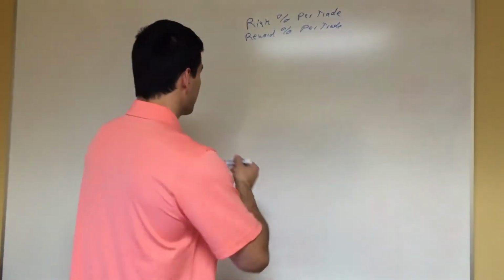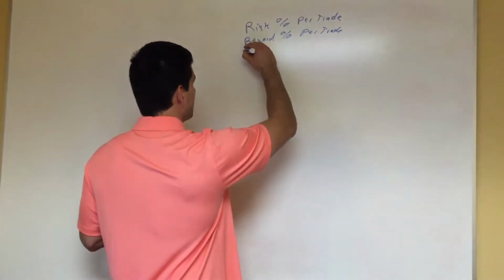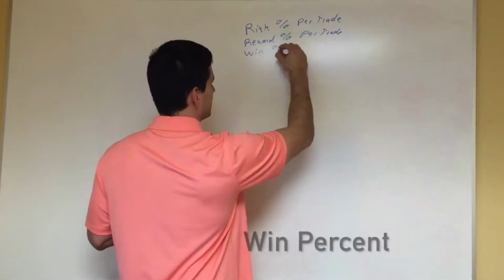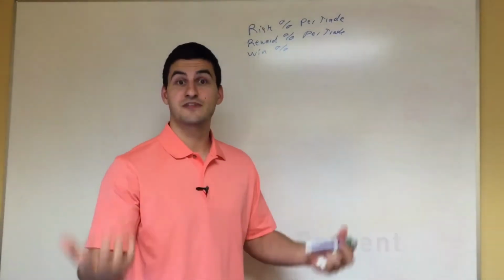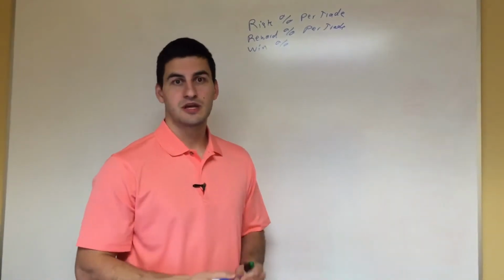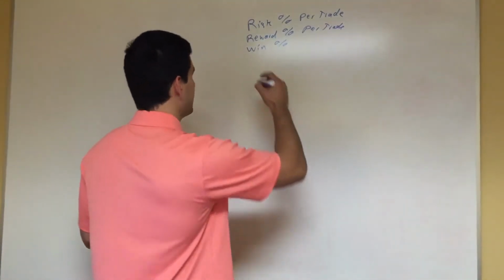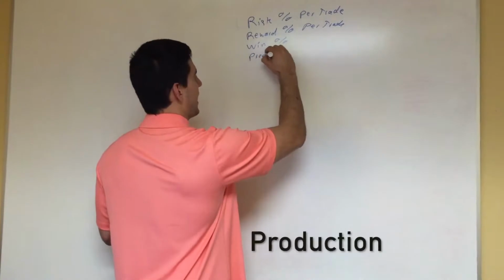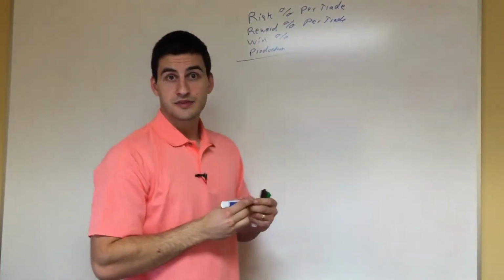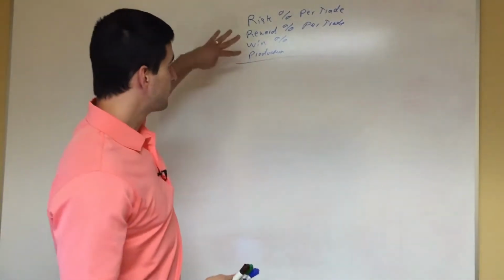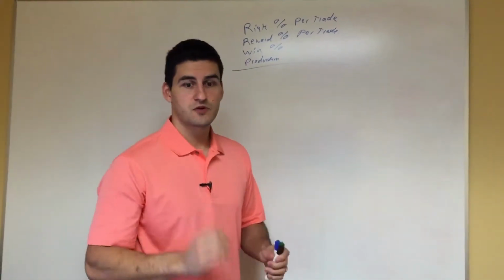Now, the third thing is win percent. Are you going to be a 30% winner, a 40% winner, a 50% winner, an 80% winner? That's going to come down to your ability. And then your production: how many trades can you place per month? So these are the four key things that you really need to focus in on.